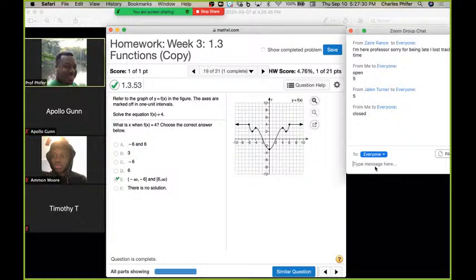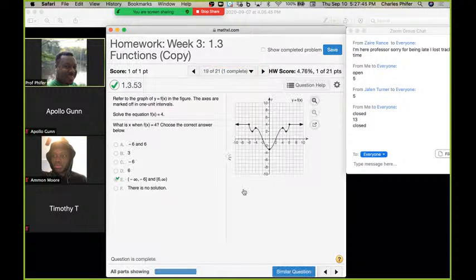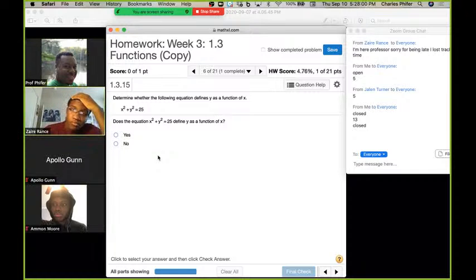Hey Google, give me a random number 1 through 21. Here's a random number, 6. Let's look at question 6. Determine whether the following equation defines y as a function of x. Is this going to be a function, yes or no, and why? No. Why did you say no over yes? Because it's a circle and it's 2 y coordinates.